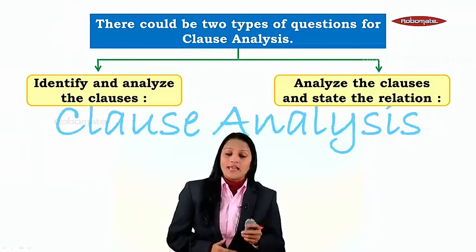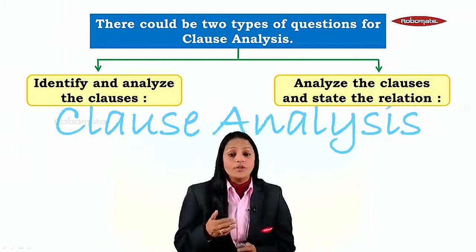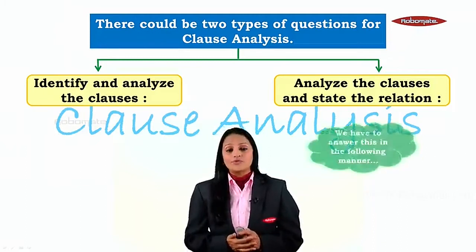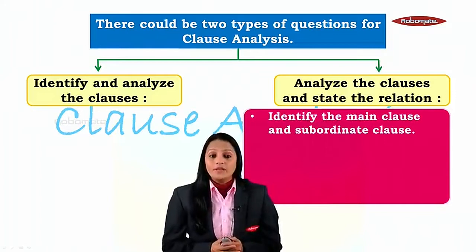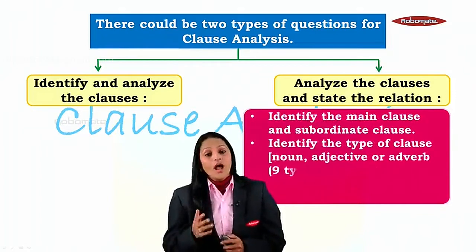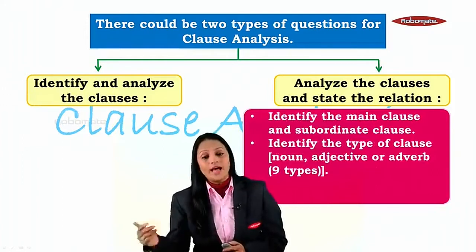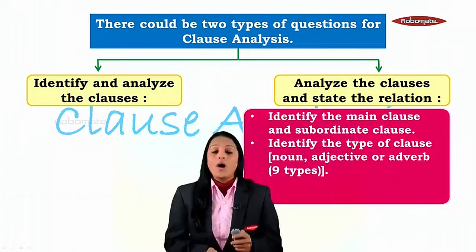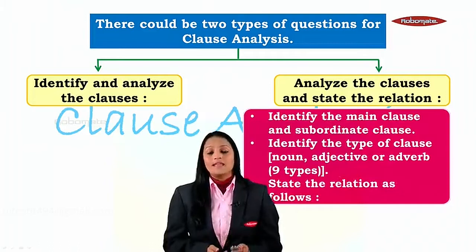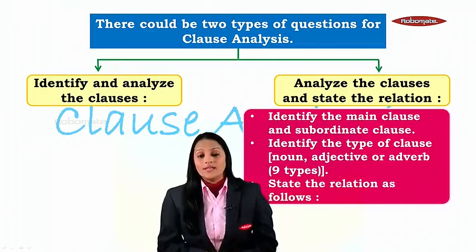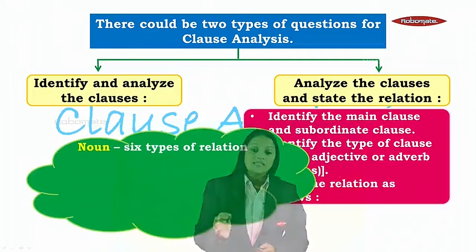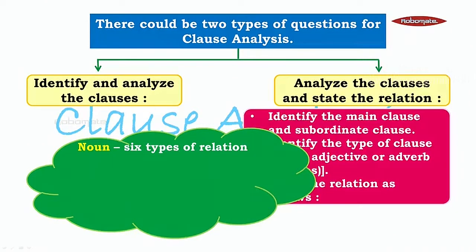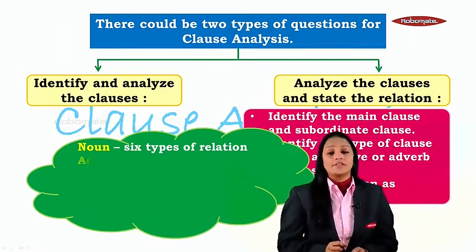Analyze the clauses and state the relation. Now, here, students, what are you supposed to do? What more are you supposed to do? See here, we will see how it is answered. 1, identify the main clause and the subordinate clause. 2, identify the type of clause, which you've already done in identify and analyze. There is one step added here, that is state the relation. And how is the relation stated? As follows. Now, there are 6 types of relations. That means the subordinate noun clause is related to the main clause in 6 different types.